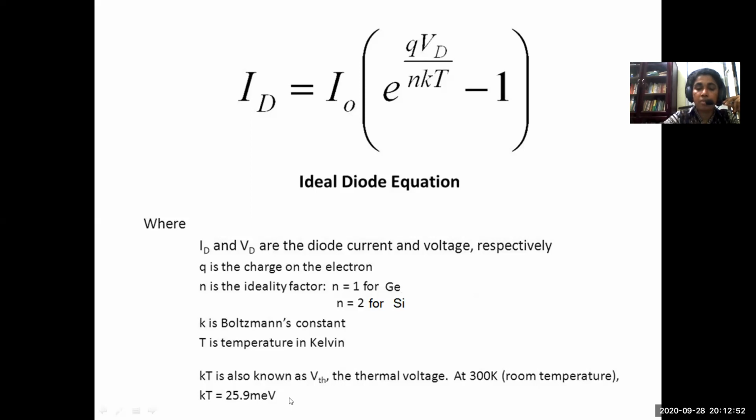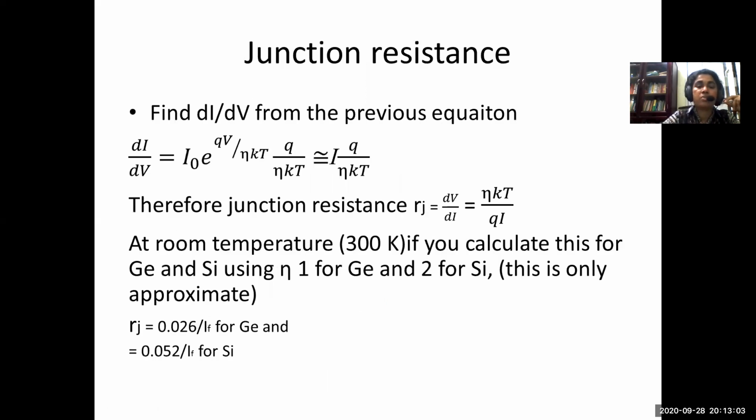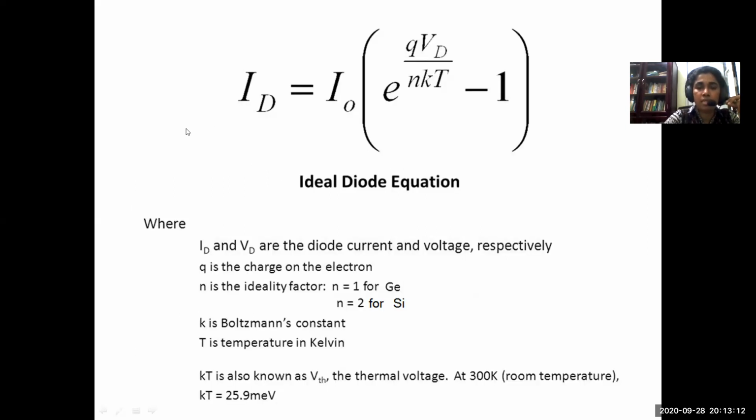Now, this equation as such is very important, but from this equation, you are able to find out one more diode parameter. It is referred to as the junction resistance. So junction resistance, you can evaluate from the diode equation. You just differentiate the equation for I, which is given here. On the right side, you have got V as a parameter.